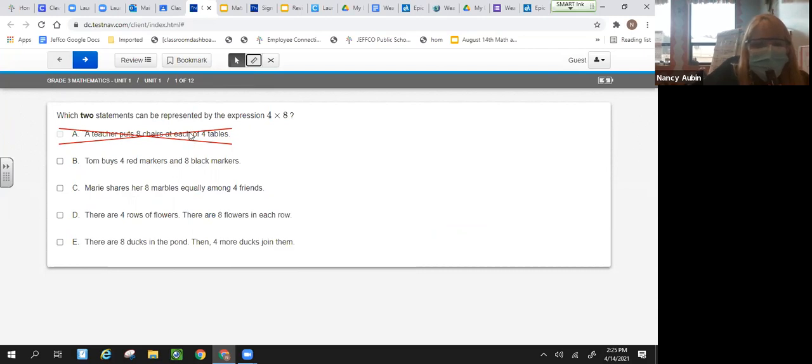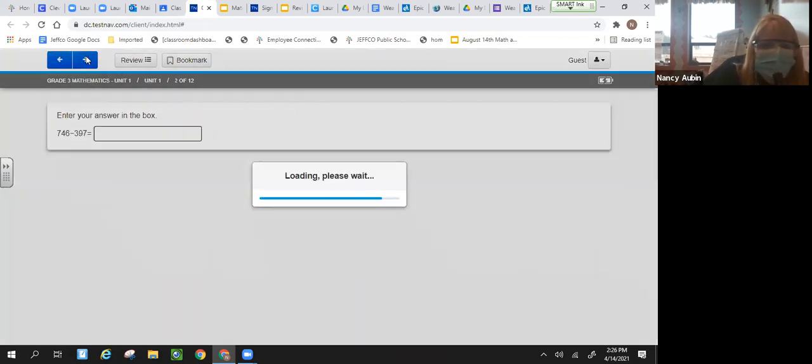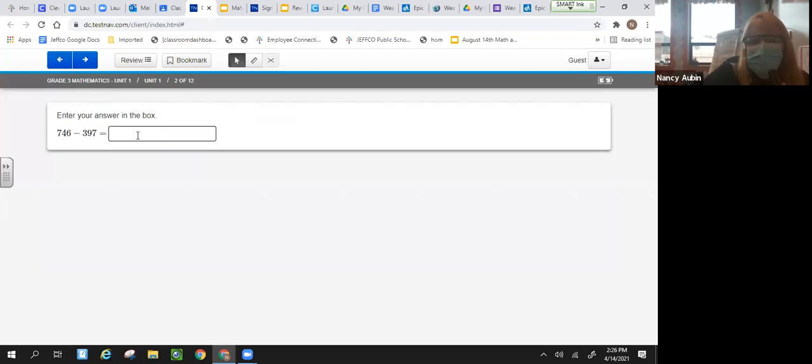If I want to get rid of this, I got to go back to Answer Eliminator and click it again, and it will go away. Then I can click back to the pointer so nothing's clicked. So I will go over this. I'm not going to talk about this one because I think you guys can do that one. This one, you're just going to click on the box and put your answer.